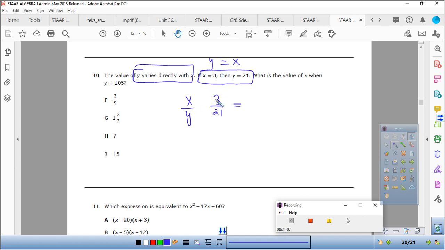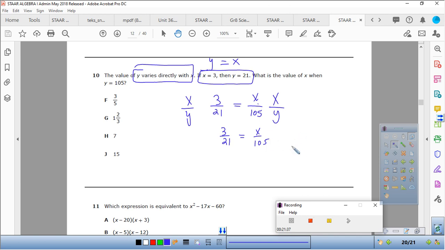So you see how I put x over y? What is the value of x? So the next fraction I put is y over x. So I'm looking for x over 105. And that's it. Now, this is your equation right here. 3 over 21 is equal to x over 105. That's it. Now, how do you do that one?